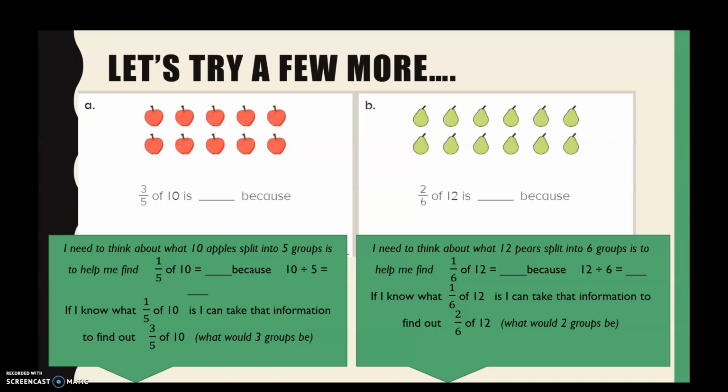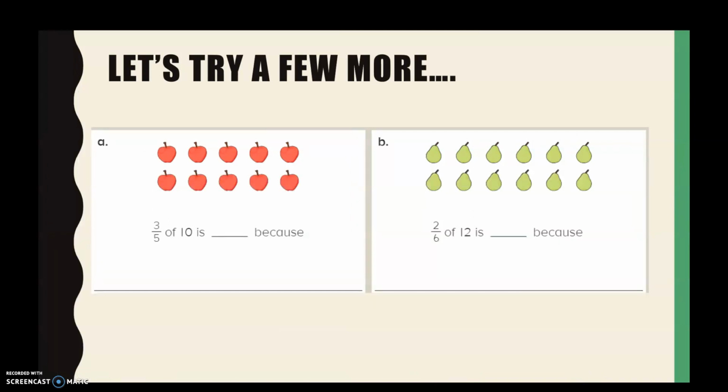Once I know what 1/6 of 12 is, I can then apply that to what would 2 groups be. So think about what your answers might be for these ones, and then we'll see how you did. So I'm going to do that same reasoning, except I'm going to show you the answers this time. So 3/5 of 10.